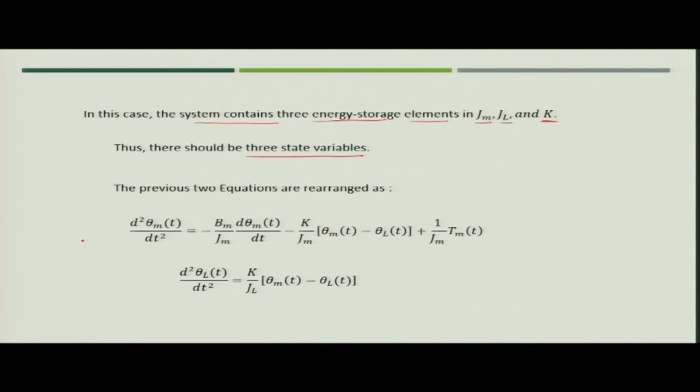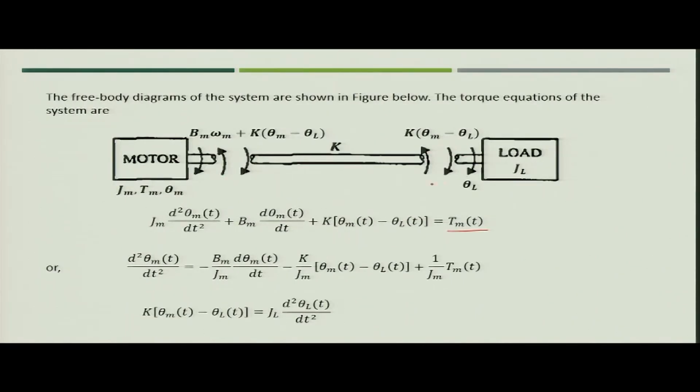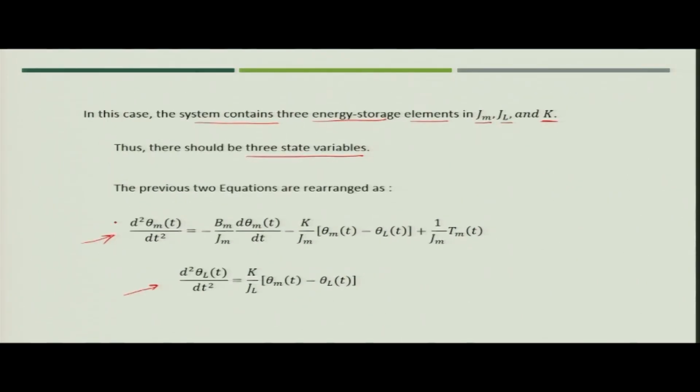The equations which we just saw from the motor side and the load side free body diagrams are these 2 equations. The first is d2 theta m by dt2 equals minus Bm by Jm d theta m by dt minus K by Jm times theta m minus theta L plus 1 by Jm Tm. That is the first equation we got when we considered the free body diagram from the motor side. Similarly, from the load side we got d2 theta L by dt2 equals K by JL times theta m minus theta L.